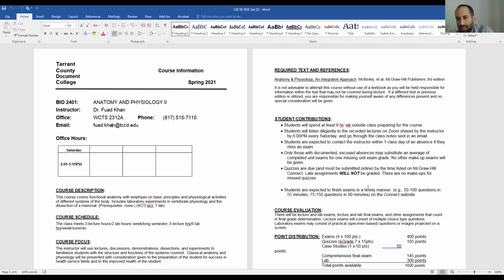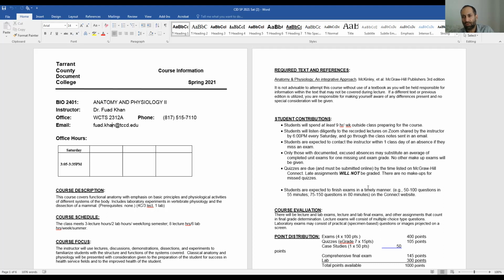And all of these quizzes again are on the Connect website. These are 15 multiple choice type questions each. Each question is worth 1 point. So 15 point quizzes, 7 in all, okay? Students are expected to finish exams in a timely manner, for example, 50 to 100 questions in 55 minutes. So I'll talk about the exam format here shortly. Just know that all the exams, again, will be posted on the Connect website. And I will be sending out study guides and reminders in advance, so you guys know when to do that, okay?